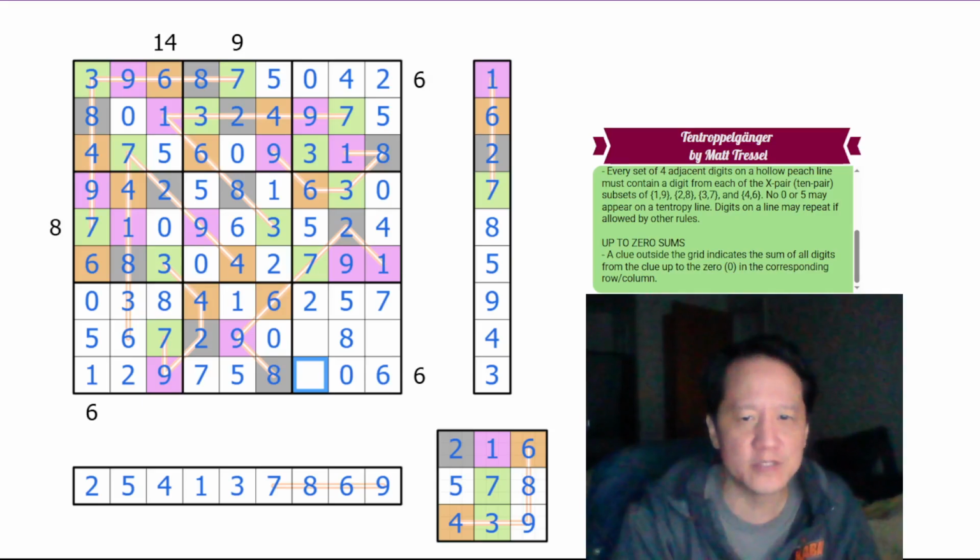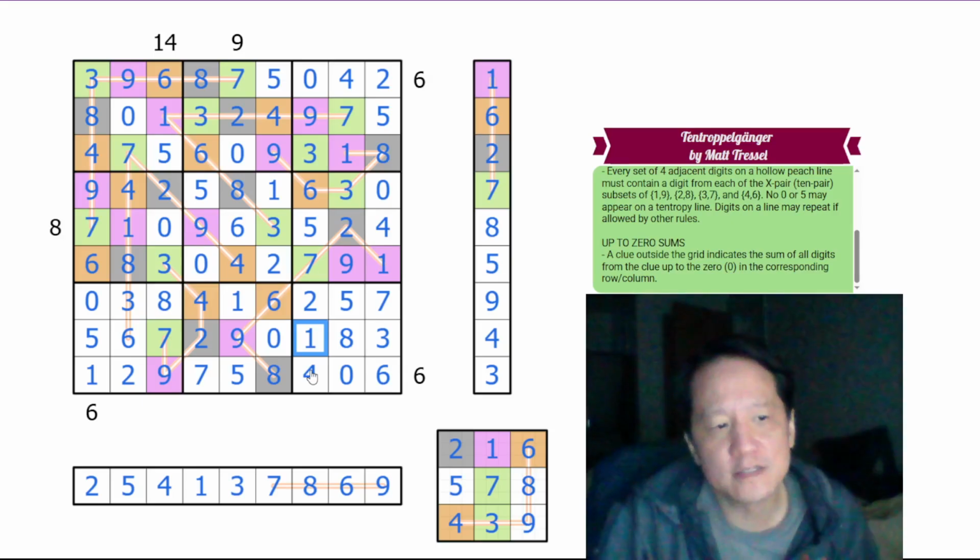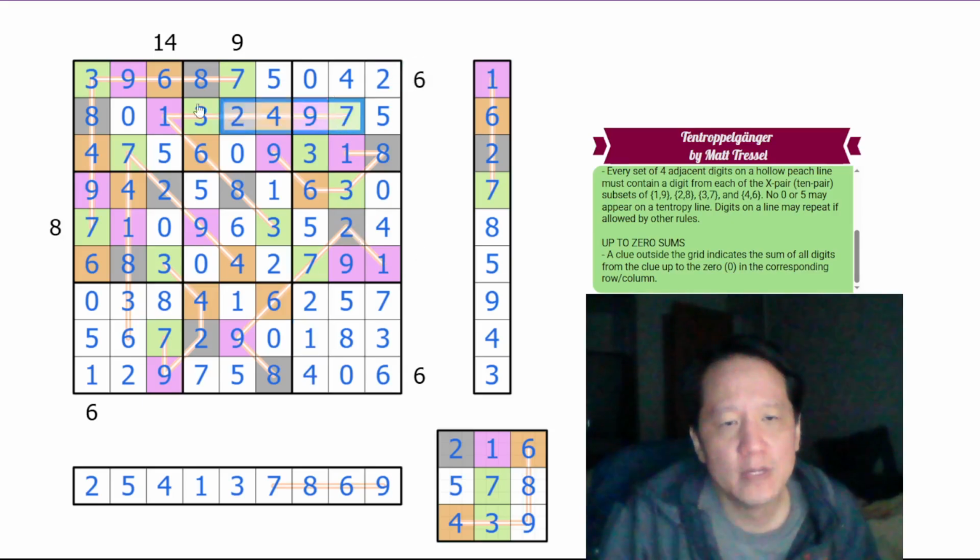We are missing a 3 in row 9, so this is 4. We have left in row 8, 1, and 3 because we're missing a 4. This can't be 1 because of 1 in the column, so that's 3 and that's 1. And that's the solution. Pretty cool, actually.